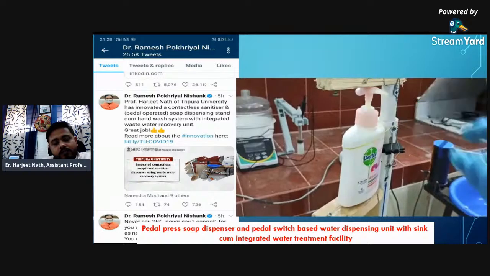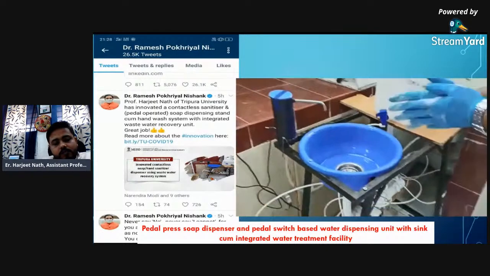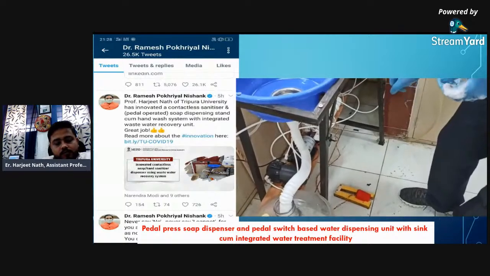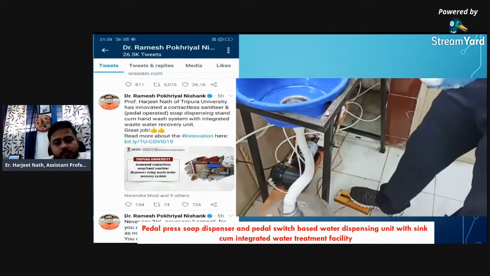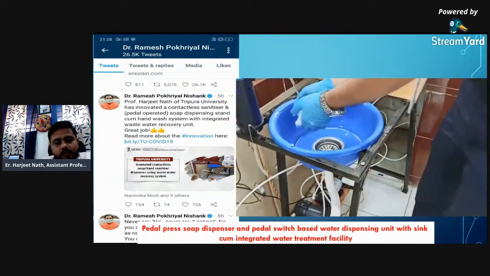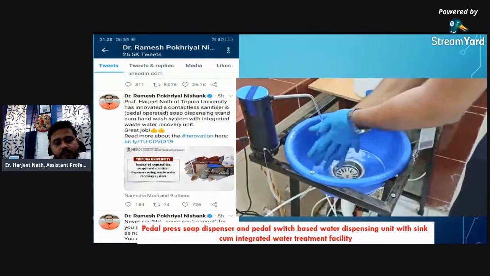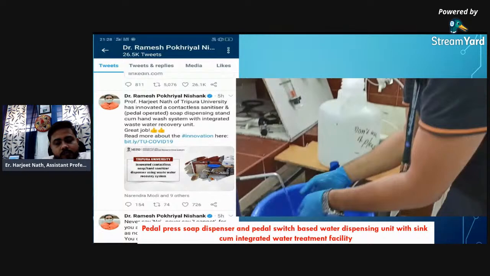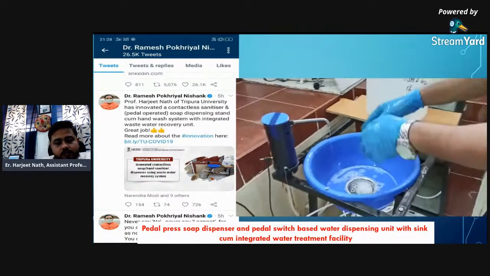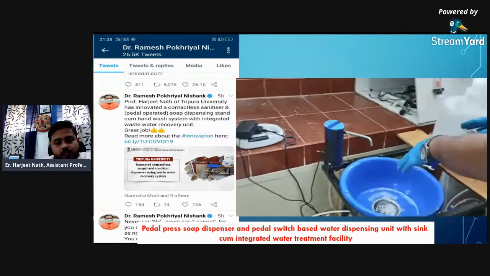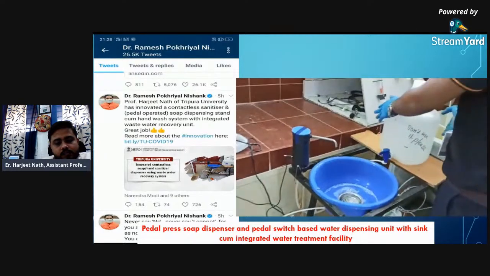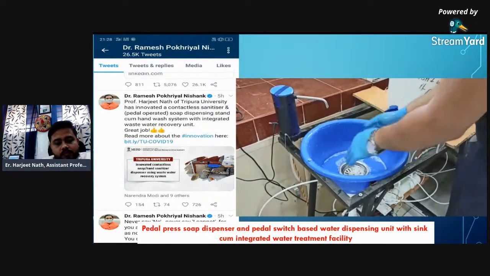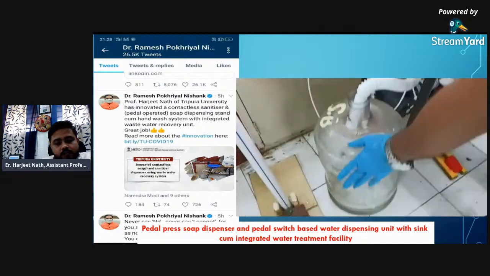After that, I made an electrically operated system by which, if you press the button, you have the water coming out from the system. So you don't have to touch anything. You don't have to touch the taps, or the sanitizing system. The system gets clean water for cleaning from this tank. After you clean your hands, the dirty solution goes and gets stored in this system.